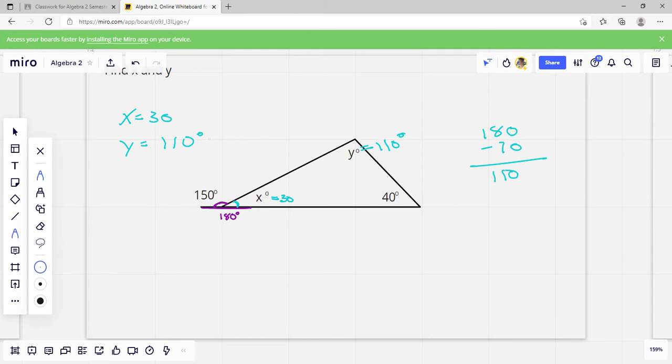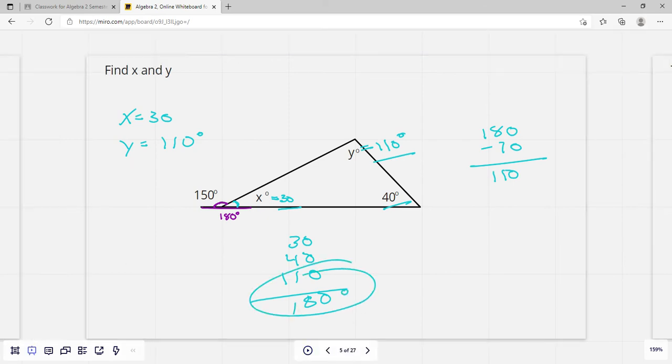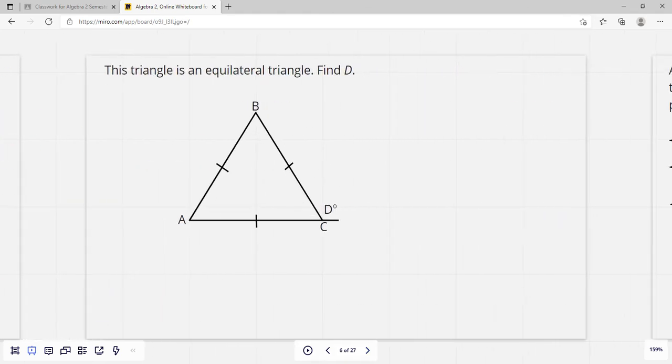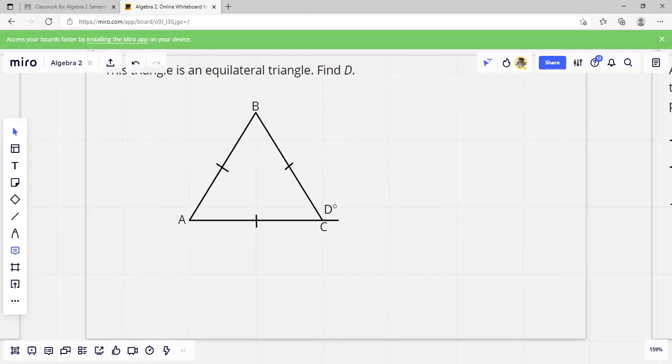We can double check that to make sure. We can say 30 plus 40 plus 110. 3, 4, 7, plus 1 is 8, and we get 180, so we know that we're right. Okay, those are pretty simple, and you've probably done those before. This is mostly review. Alright, this one says, this is an equilateral triangle, find D.